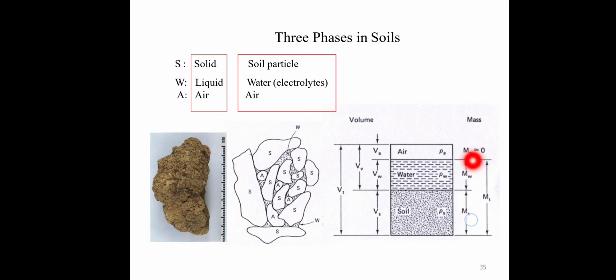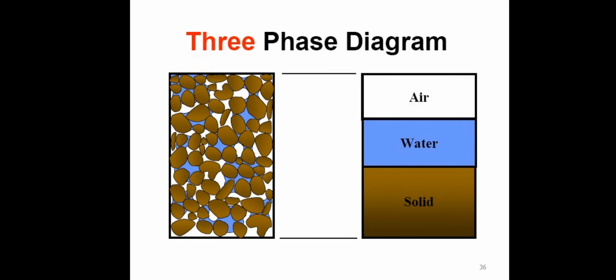In the same pattern, the mass of air will be considered as 0, because usually we can't measure the air weight. The mass of water is Mw and the mass of solids is Ms. Here you can clearly tell that the mass of voids in this particular case is the mass of water, because the mass of air is neglected, and the total mass is Mt. You can see how it usually looks in a real-time picture.